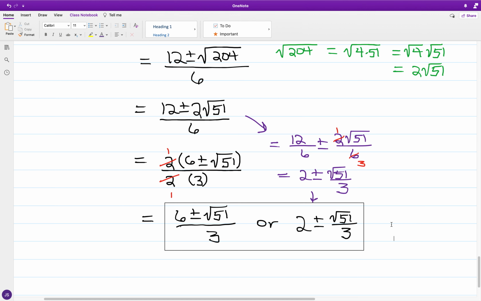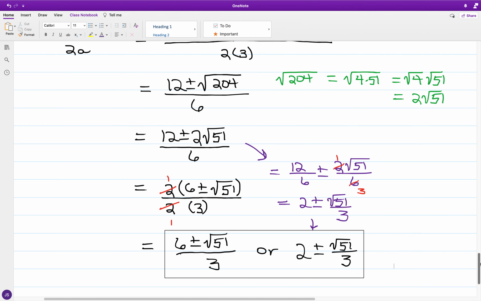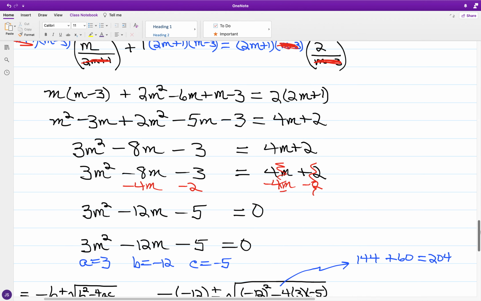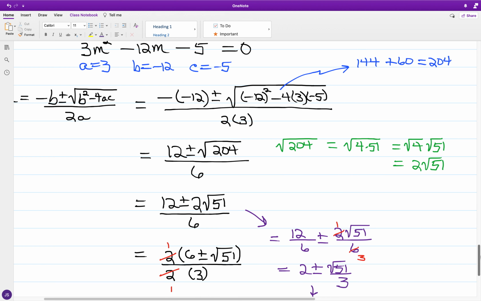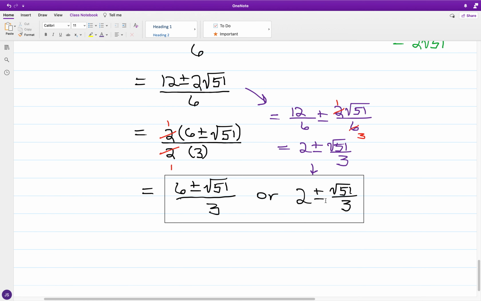Yeah, that was a bit of a tricky one. And just for the numbers, the restrictions were that m could not be negative 1/2 or 3. And with these figures, I don't think I had to worry about violating either of the restrictions. So, very tough problem, and we have a couple of irrational roots on this one.